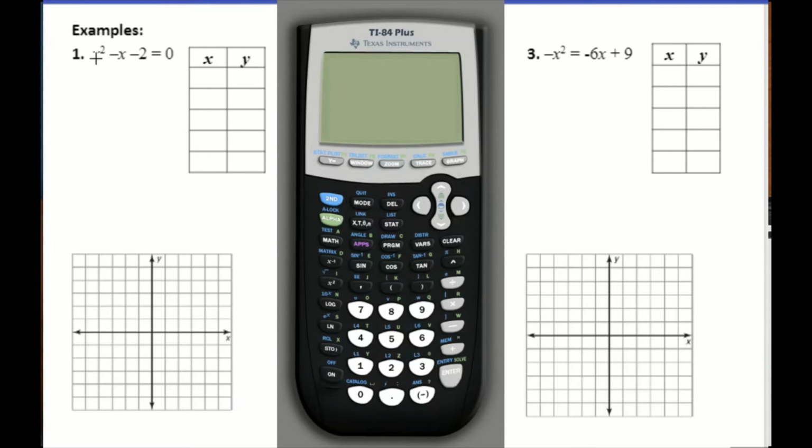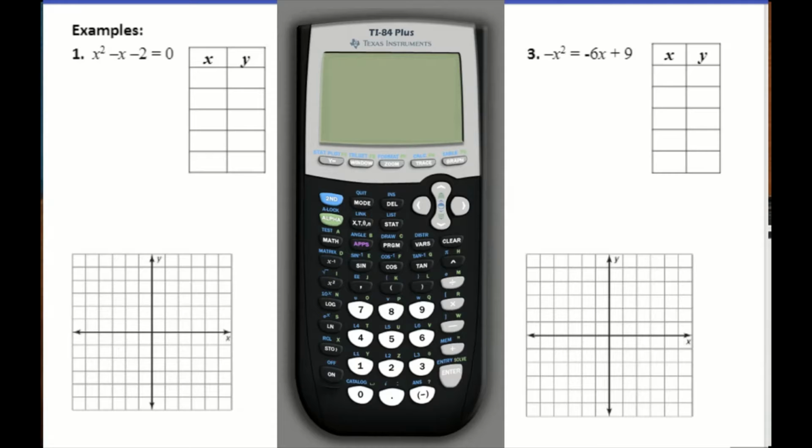You'll see in this first problem that the a value here is 1, the b value is -1, and the c value is -2. This already equals 0, and the a value is already positive. Like I said, it's +1. So we don't have to do anything to manipulate this equation to get started.